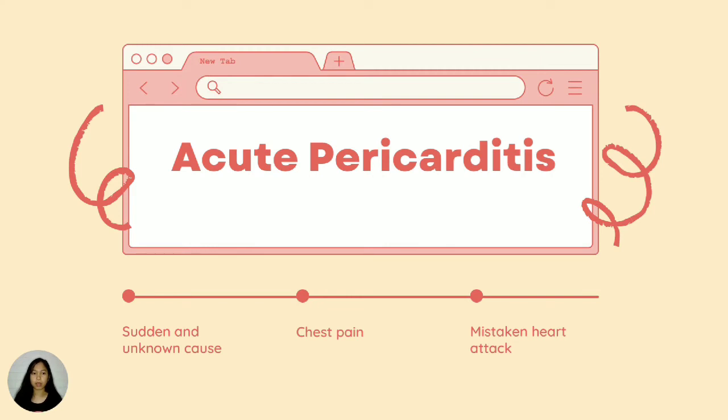There are several types of pericarditis depending on its causes, and one of the most common types is acute pericarditis. This begins suddenly, often with no apparent cause, and it is mostly linked to viral infection, where a patient experiences chest pain that may reach the left shoulder down to the arm, which is often mistaken for a heart attack.